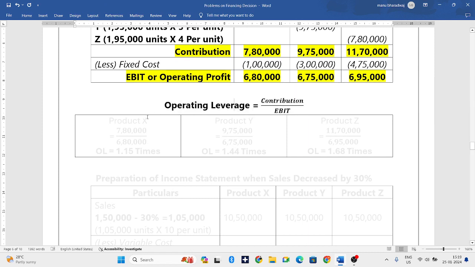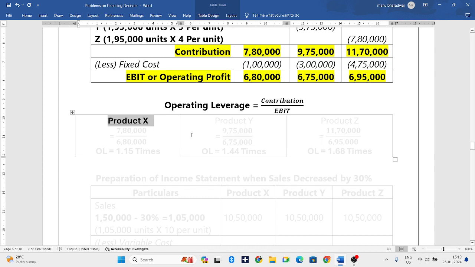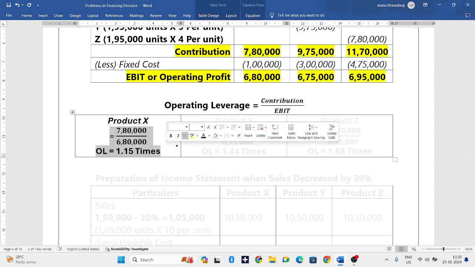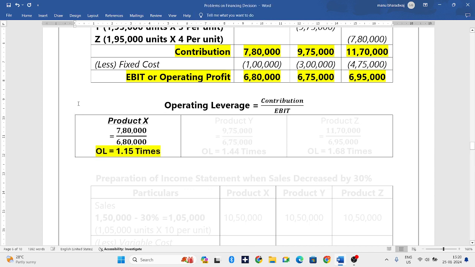For this we have to find out operating leverage. First, let us find out for product X. Product X contribution is 7,80,000, EBIT is 6,80,000. Divide both of them, and we will get operating leverage, that is 1.15 times.